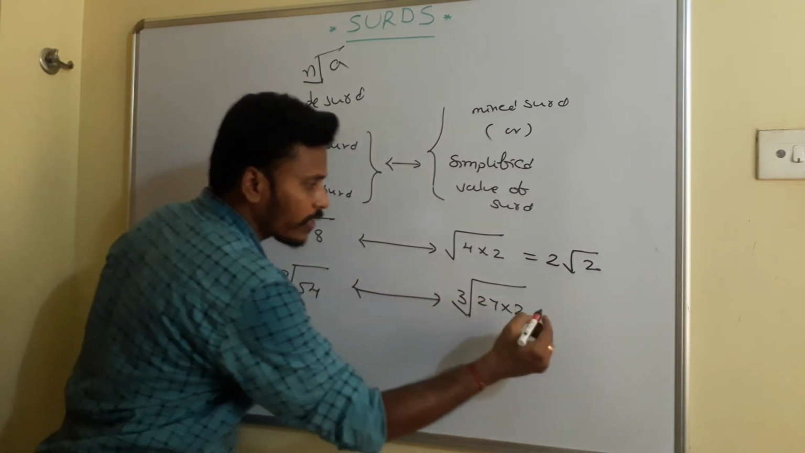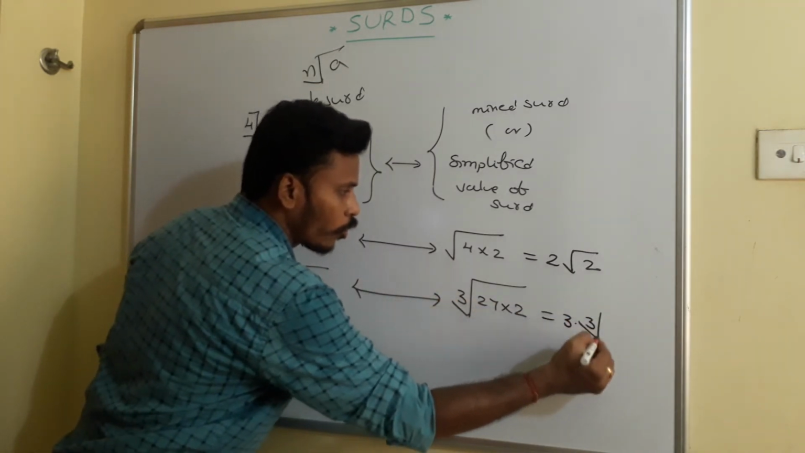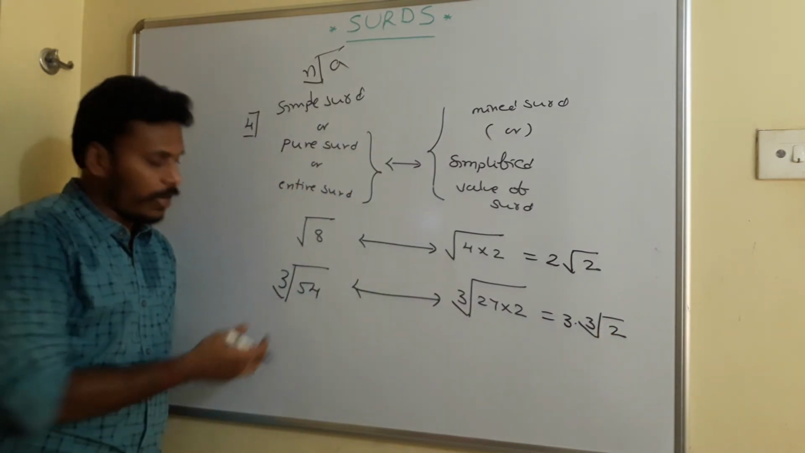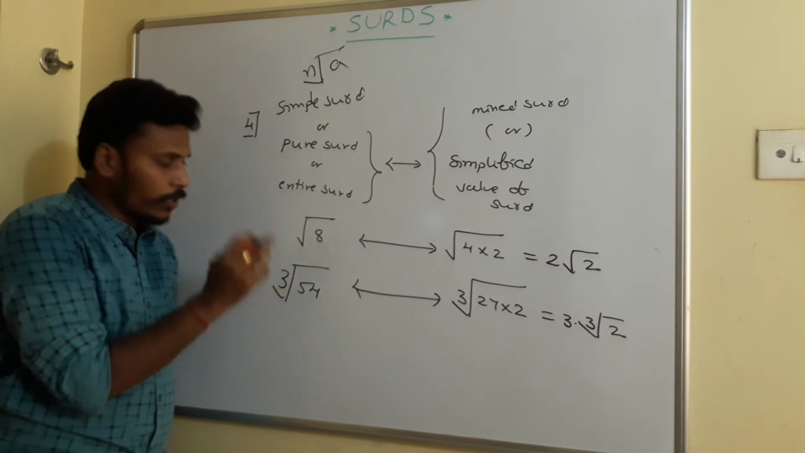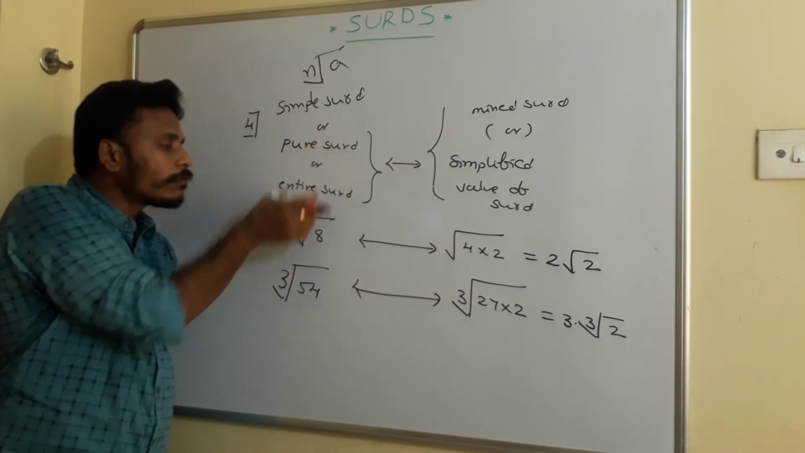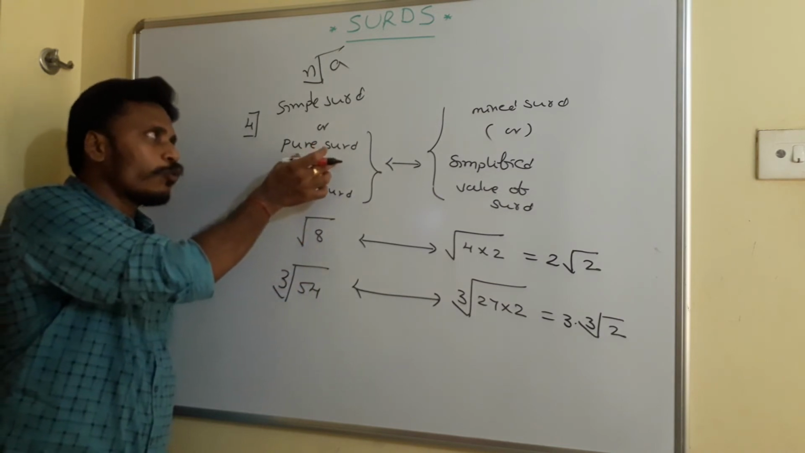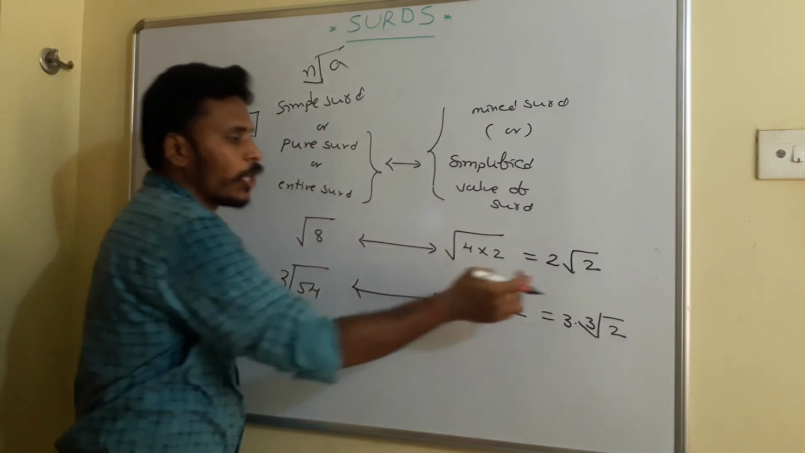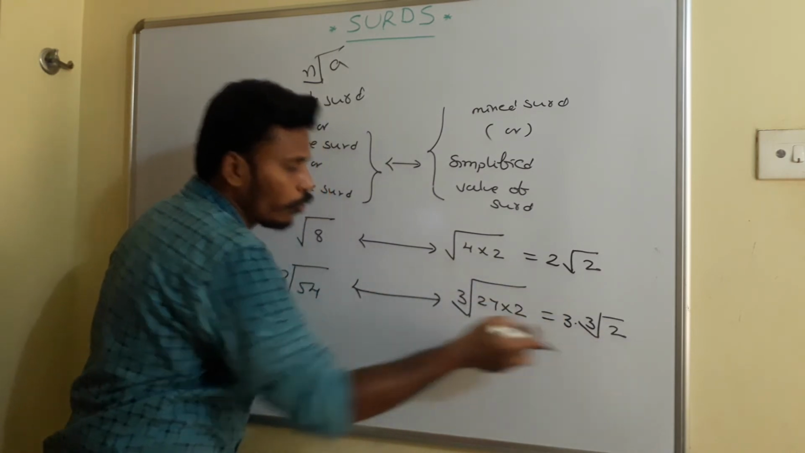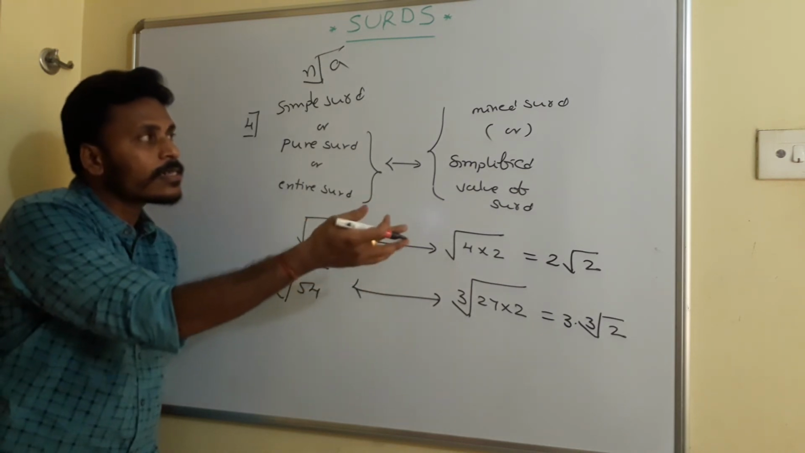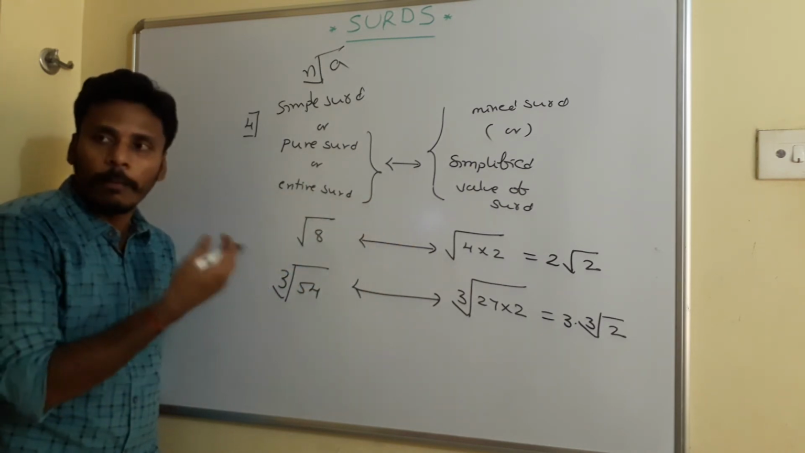So the cube root of 27 is 3, and 3 into cube root of 2. Just for easy simplification I am taking these numbers. So root 8 and cube root of 54 are mentioned as entire surds or pure surds or simple surds. On simplification we convert these numbers as 2 root 2, 3 into cube root 2, like that. So we call these numbers the simplified value of the surds, or mixed surds.